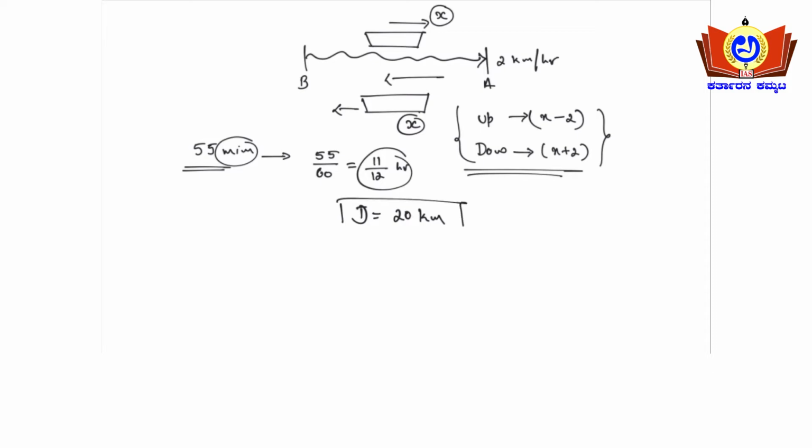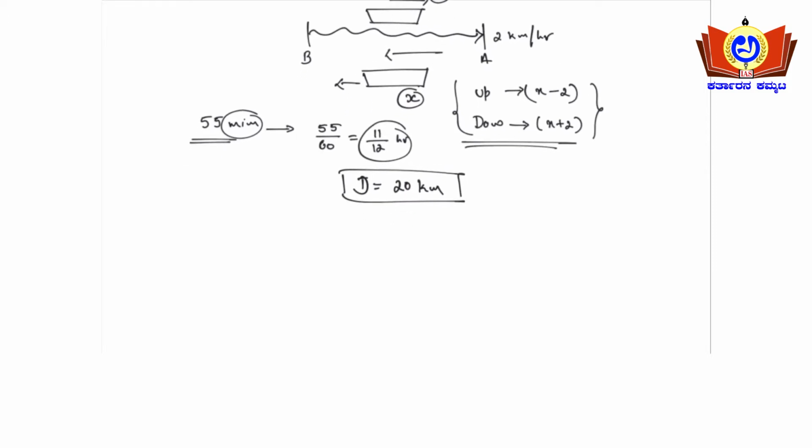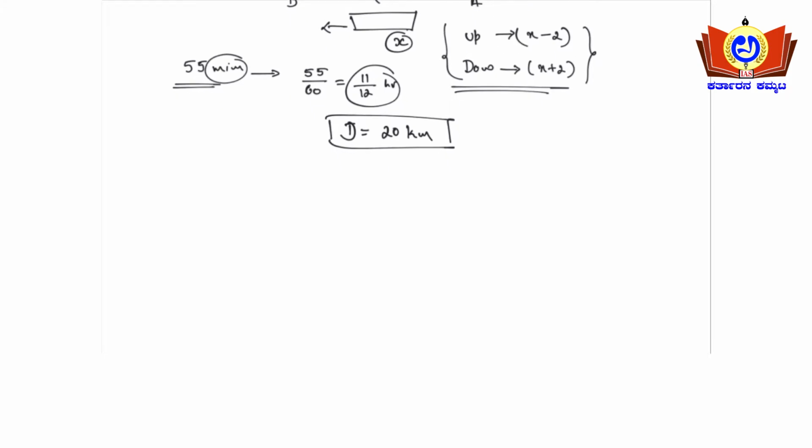So we need to find the speed of the man in still water, and we have all the given data here. I will be substituting. What is the net speed? Net speed will be equal to the speed of upstream plus the speed of downstream, that is x minus 2 plus x plus 2, which equals 2x. This is the net speed.